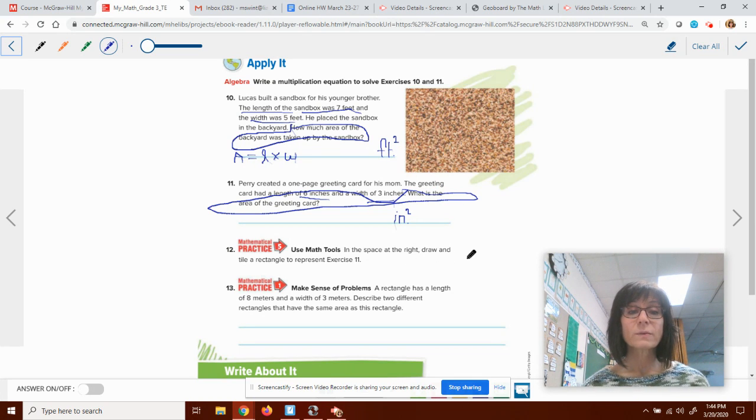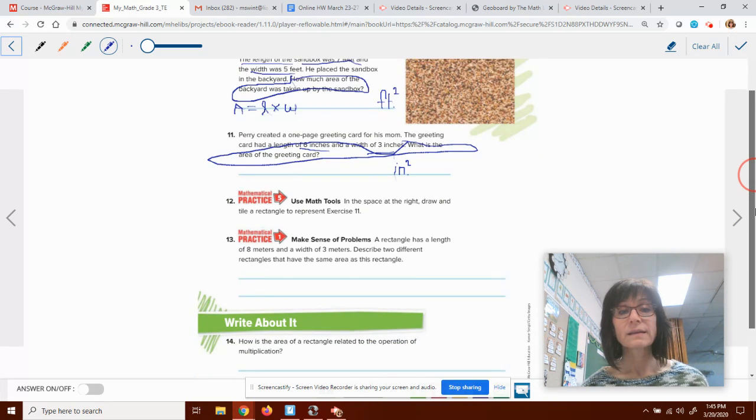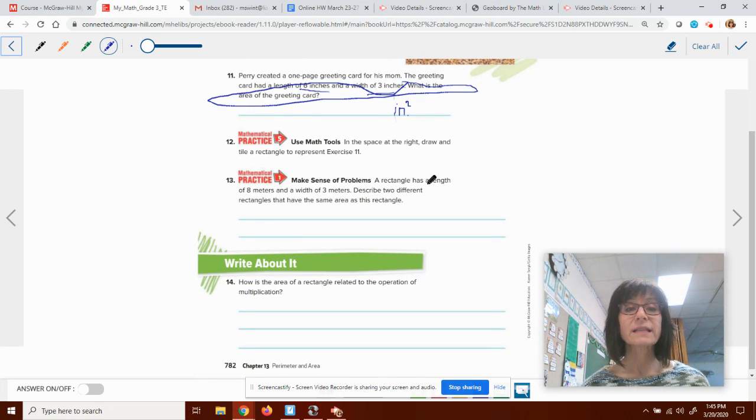In the space at the right, draw and tile a rectangle to represent exercise 11. So you're showing me 3 rows of 6. A rectangle has a length of 8 meters and a width of 3. Describe 2 different rectangles that have the same area as this rectangle. We know this rectangle, if it's 8 times 3, is going to have an area of 24.